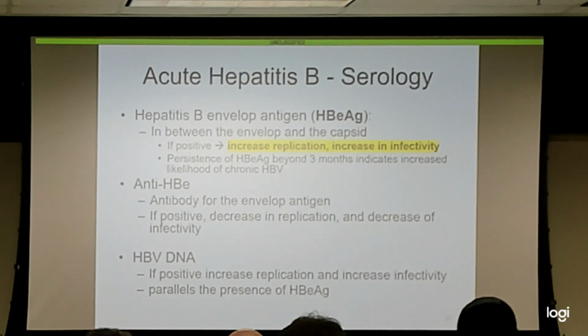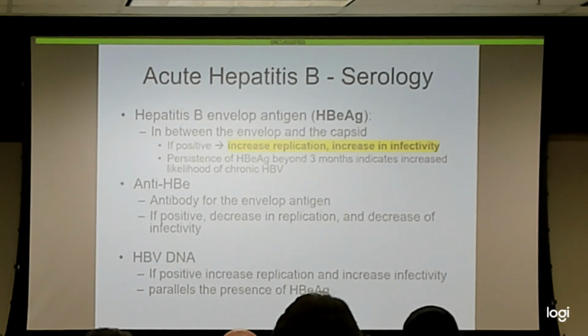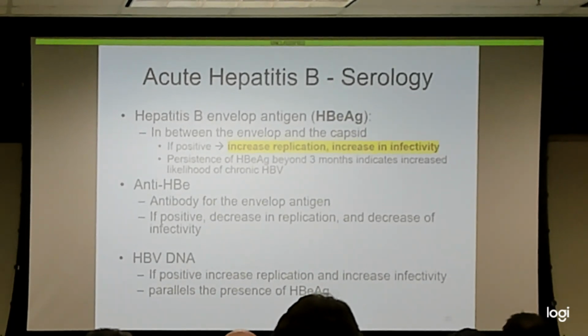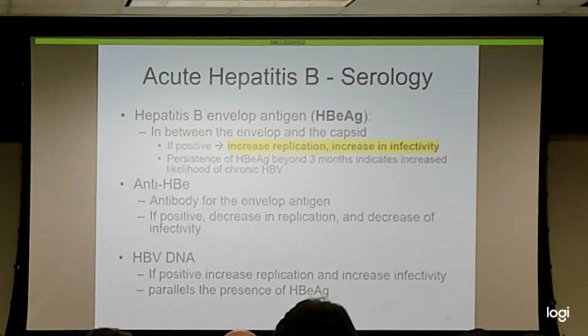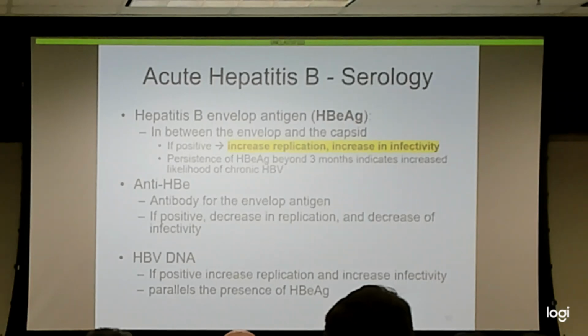And so the envelope antigen, this is in between the, well, it's on top of the envelope, sorry. If positive, increased replication and increased infectivity. So I know that that person's still replicating and they can still infect other people if this one's positive. It persists beyond 3 months, indicates an increased likelihood of chronic HBV. So they're still replicating and they're still infected, but they're at a chronic state.